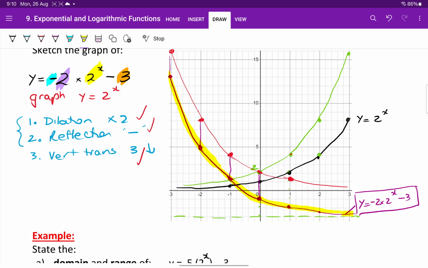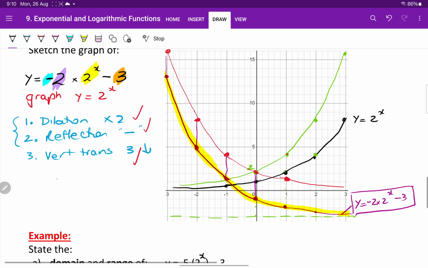Okay. By the way, just a couple of observations. What is our y-intercept now? Our y-intercept now is -1. And what's our asymptote?